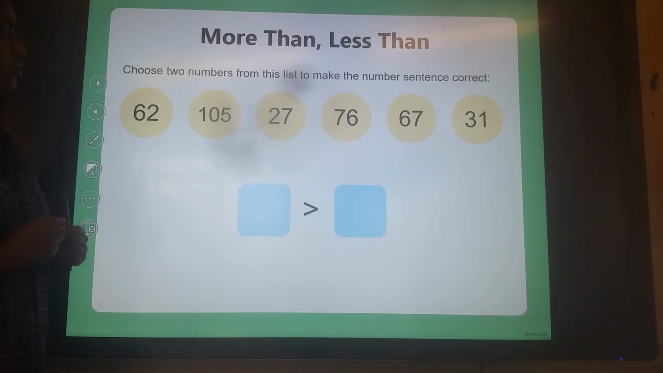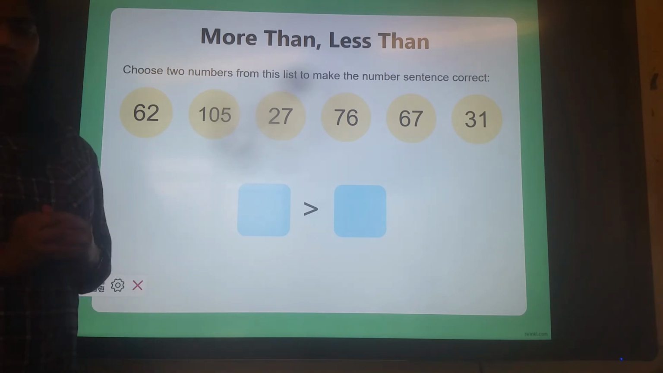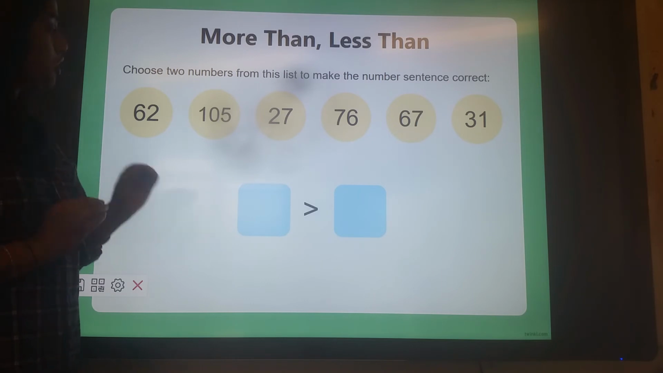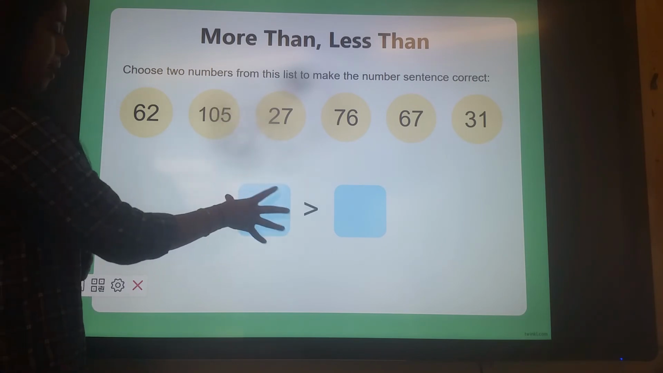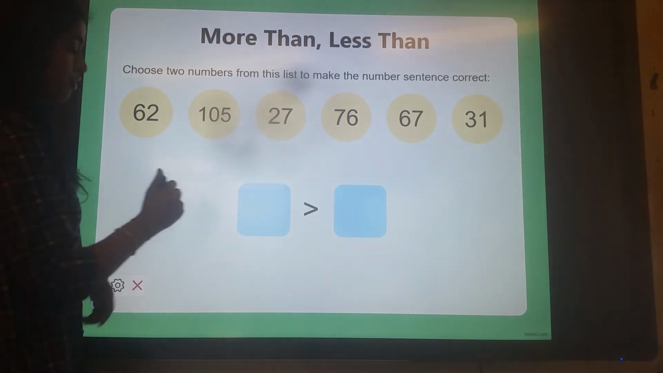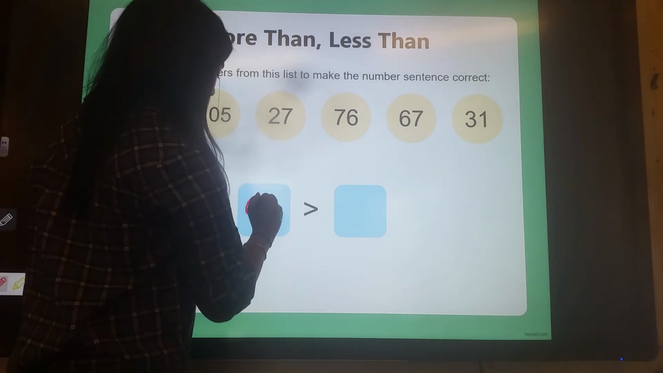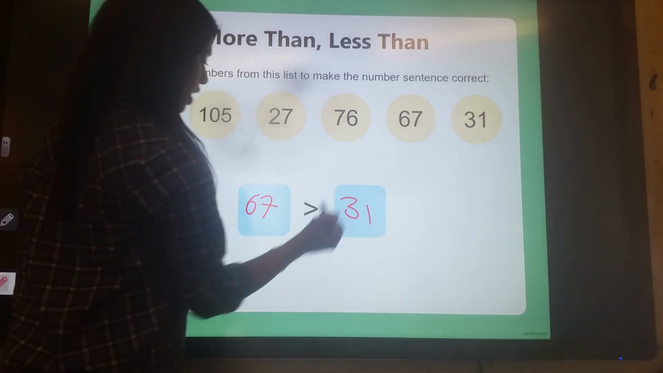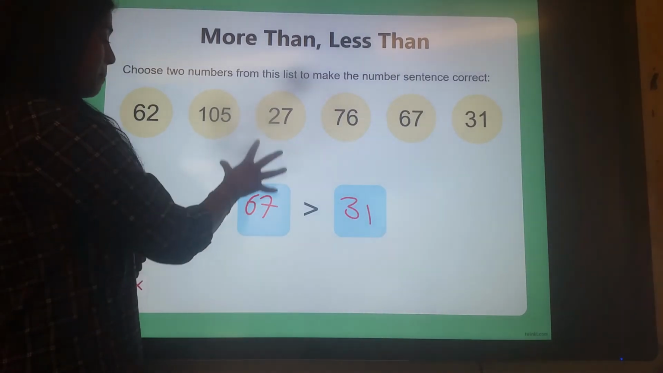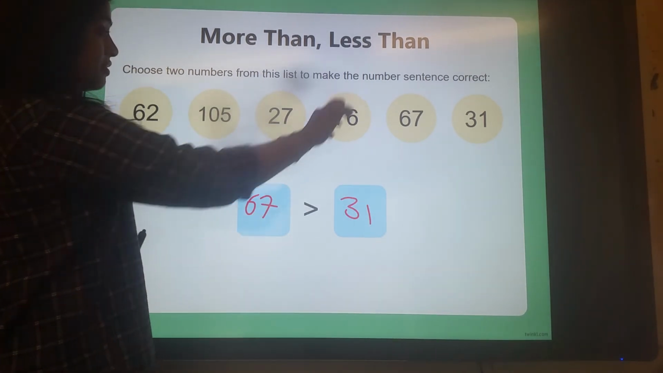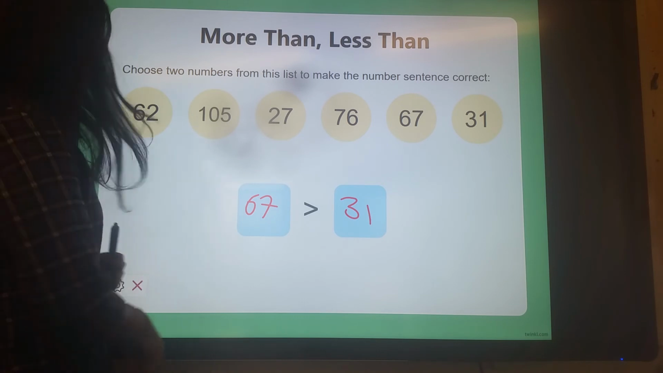The next question. Choose two numbers from this list to make the number sentence correct. So have a look at the sign carefully, off you go. Now, for this question, there's so many different answers, okay? But what you need to remember is, look at the greater sign, okay? So this number has to be bigger than the number on this side. So for example, you could have 67 and 31, okay? Remember, you're using these numbers, okay? So when you look at your answer, as long as the number here is bigger than the number here, and you've used these numbers, the question's right. So well done if you got that right, okay?